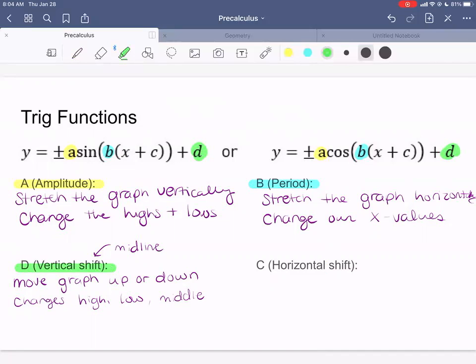And then the last one that we've got is our c value, and that's called a horizontal shift. What that does is move our graph left or right. And what that's going to do is change where we start. So instead of starting at 0, we might be starting at a different point. So it's going to change the starting position, and then everything else will shift.